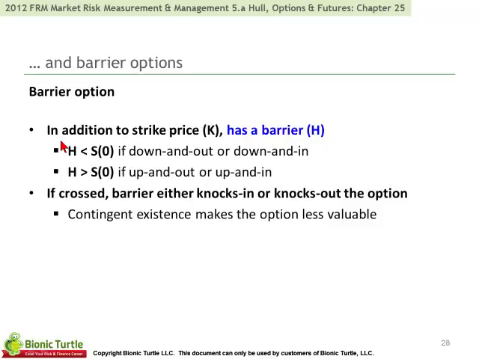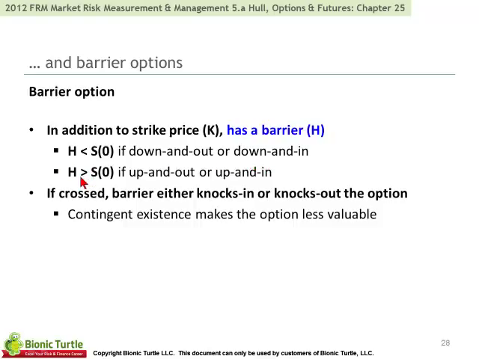So the barrier options are interesting because as part of the feature of the barrier option, in addition to the strike price, we also have the barrier, which Hull denotes with an H. And we can have either a knockout or a knock-in barrier option. So where the barrier is less than the current stock price, we're going to either have a down and out, meaning if the stock price moves down and breaches the barrier, our option is going to be knocked out of existence, or we could be knocked into existence.